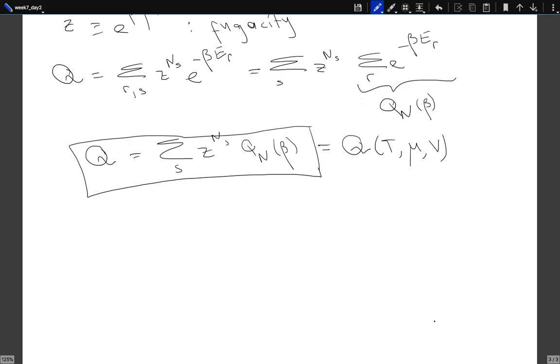Well, we will look for a similar thing over here. There's some derivation in your book, but let me just present an alternative way of relating this Q to the thermodynamic quantities. Let's look at the entropy.